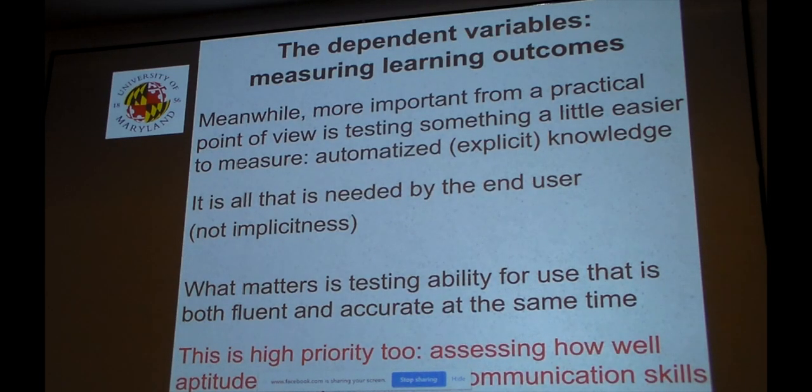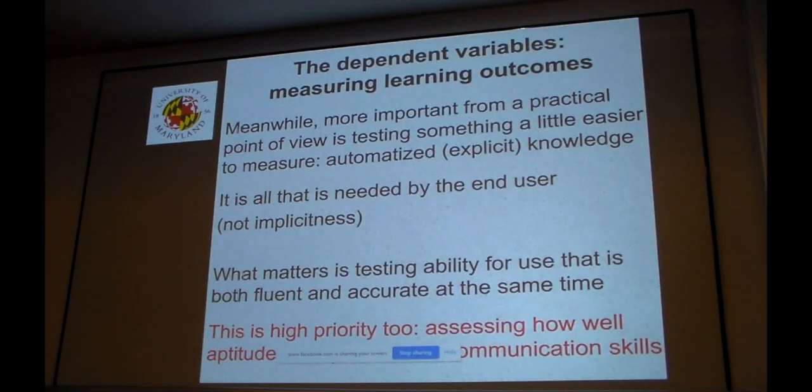All right, so meanwhile, and I think Yuichi also alluded to this, it may be more important from a practical point of view to test something that may be a little bit easier to measure rather than implicit knowledge: automatized explicit knowledge, which, after all, is all that is needed by the end user. No employer, no parent, no school principal is going to walk up to you and say, you speak the foreign language very well, but are you sure your knowledge is implicit? I can't imagine that. Okay, so implicitness is psycholinguistically very interesting, but it's not really what is required for practical reasons.